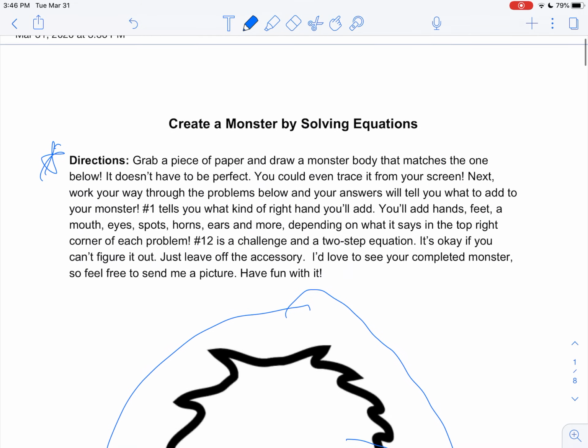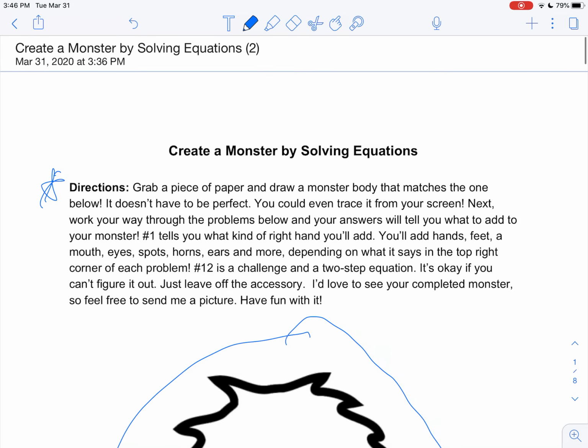At the end of the doc, I do have a link to the answer key. No cheating. Make sure you do it before you check, please. And if you want to send me a picture of your monster, if you color it and everything, I would love that. Give me something to look at in this crazy, boring time. So have fun with it, and let me know if you have any questions.